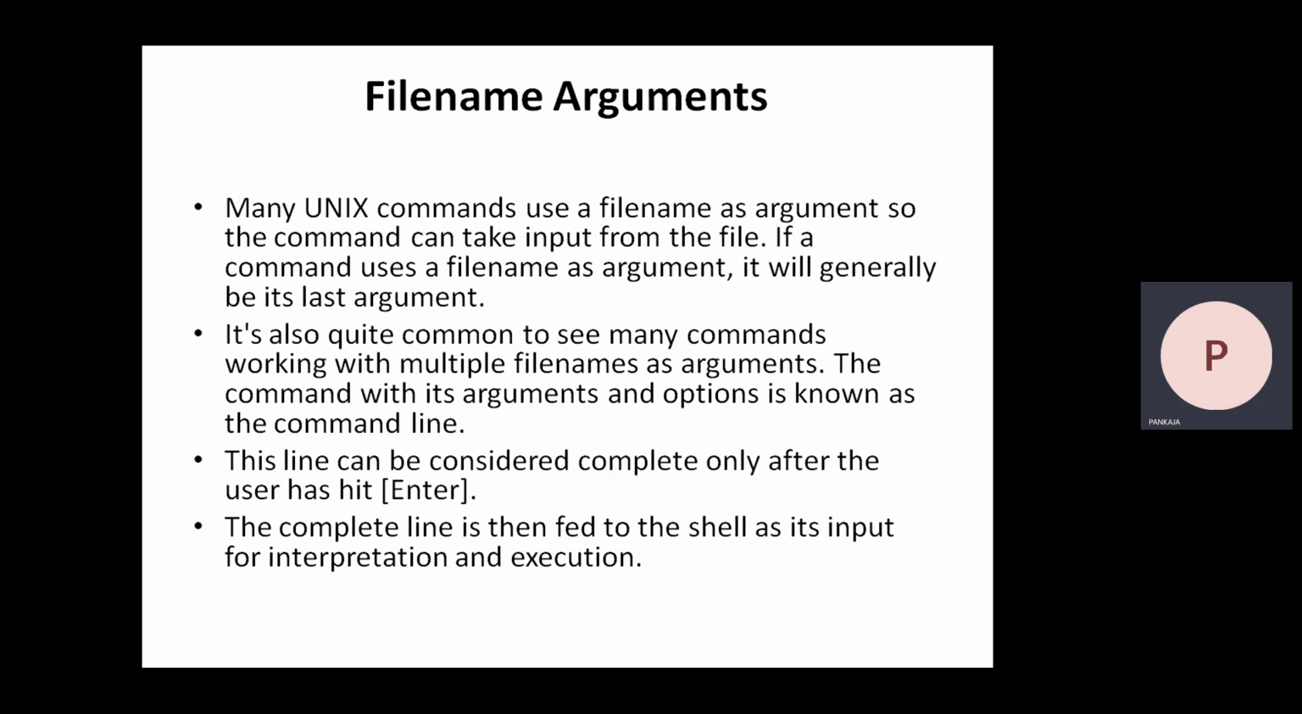Now, file arguments: how to specify the file arguments. In Unix commands, filenames are used as arguments, as I already told. After the options, whatever you specify is considered a filename. So filenames are nothing but arguments to the command. What do you mean by an argument to the command? What do you mean by arguments in a C program?